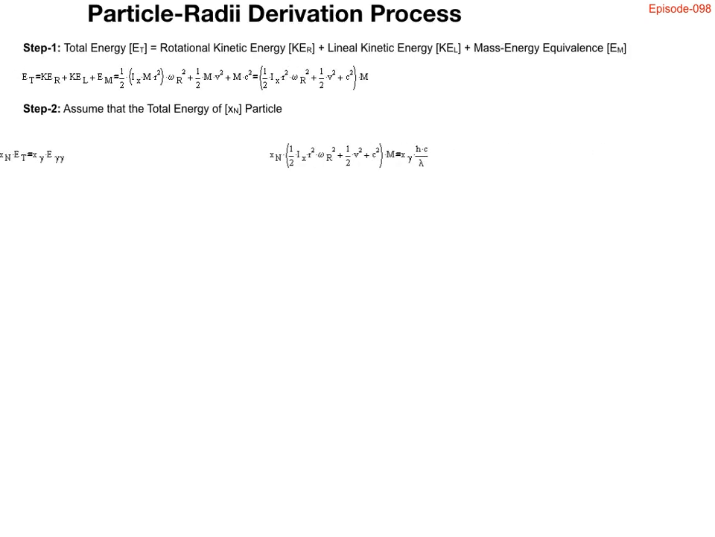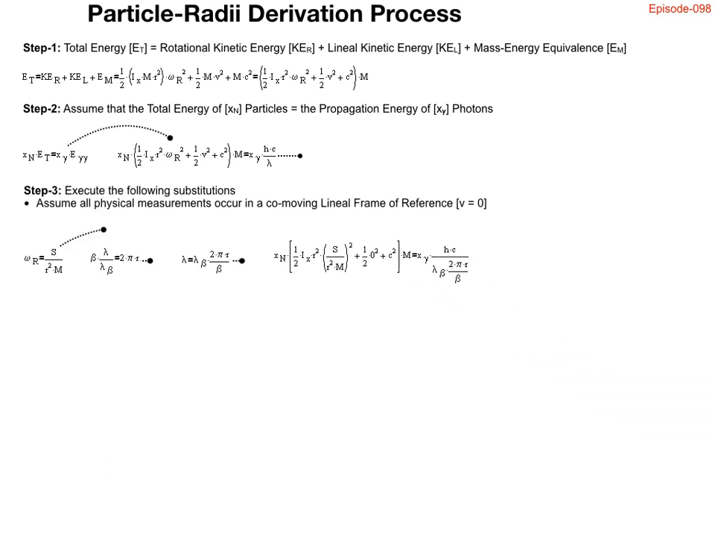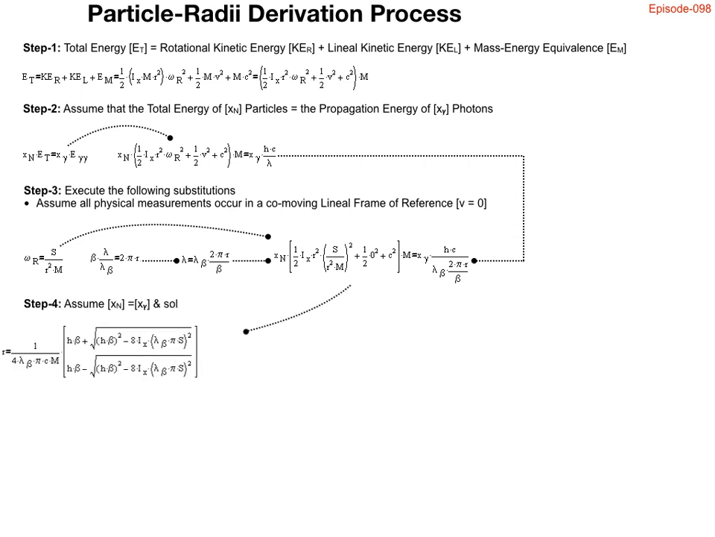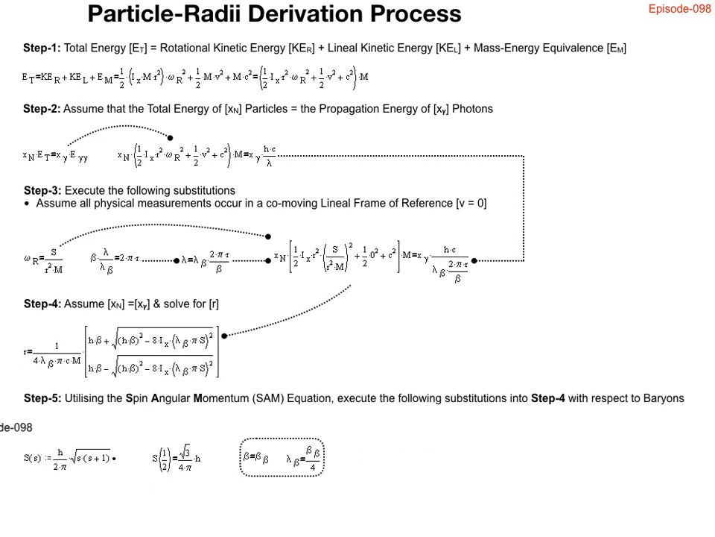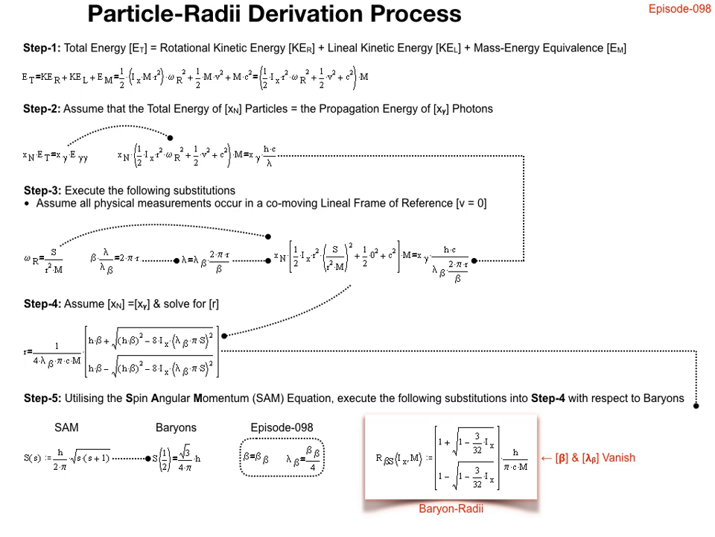The particle radii derivation process is remarkably simple by leveraging off episode 98. Once again, we urge all viewers to review episode 98 prior to proceeding. Okay, let's walk through the process in a stepwise manner. Step 1. Formulate an expression for the total energy of the rotating energy ring as depicted in episode 98. Step 2. Assume that the total energy of x sub n particles equals the propagation energy of x sub gamma photons. Step 3. Execute the following substitutions.